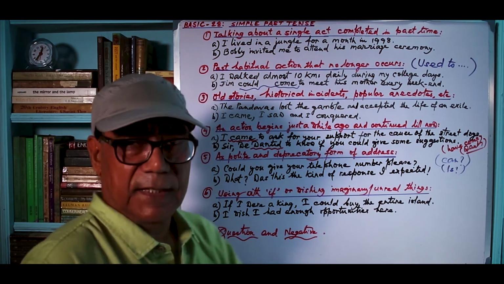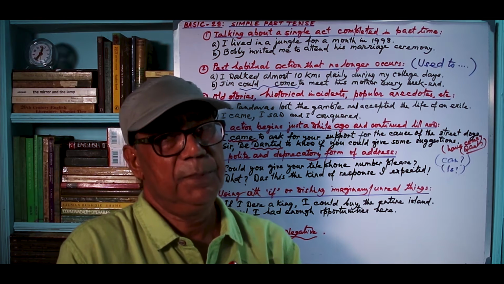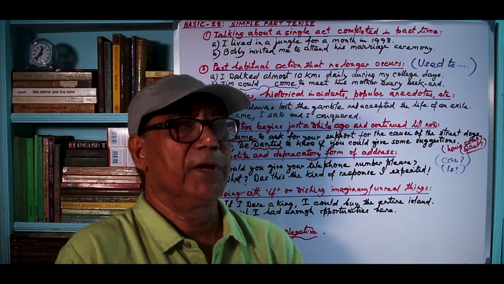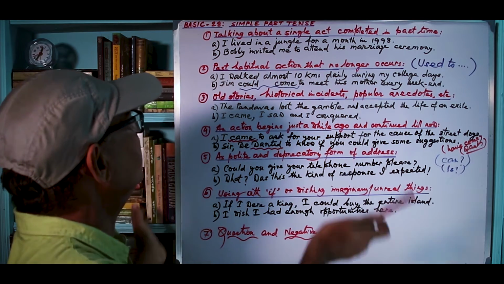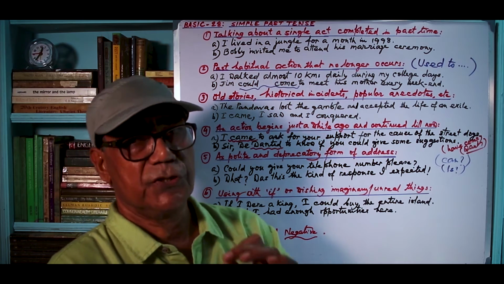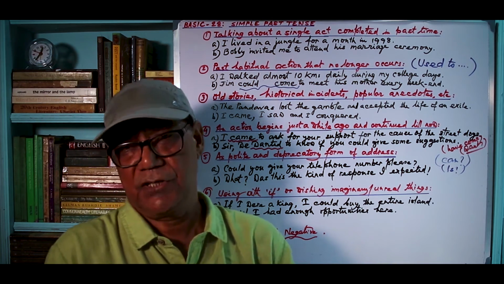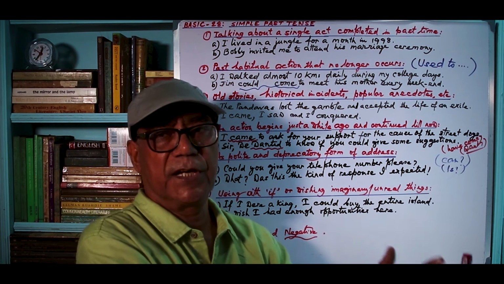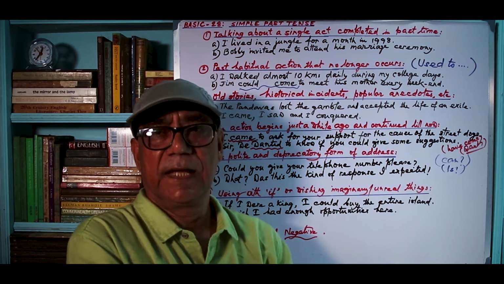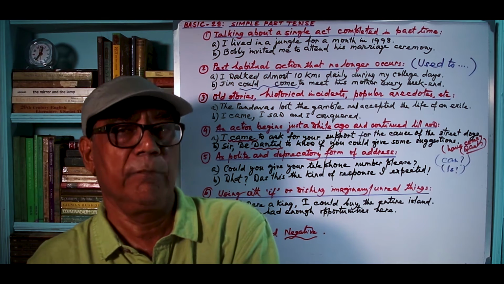Now let's see the application of simple past tense formation. So we have examples here. Number 1, talking about a single act completed in the past tense. A single act that is completed in the past tense. Maybe in the present time, it is not more than an information or memory.